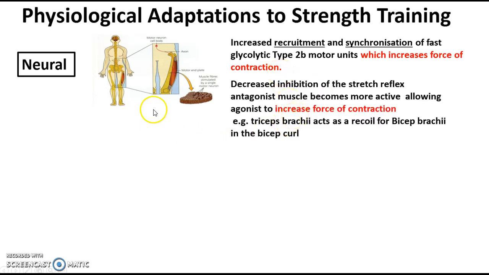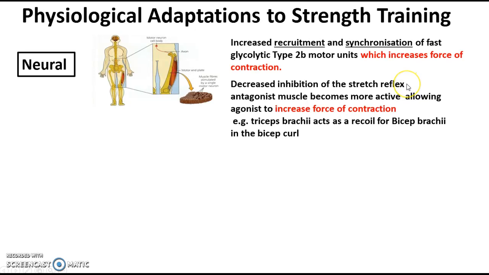The next neural adaptation refers to something called a decreased inhibition of the stretch reflex. Don't worry about writing this down yet. Listen to what I'm saying first. If you don't do weight training, you have an inhibited stretch reflex. Remember we talked about that with plyometrics? You have an eccentric into concentric contraction. If you don't do any weight training, your stretch reflex doesn't work, or in other words, it's inhibited. If you take part in strength training, there is a decreased inhibition of that stretch reflex. So the stretch reflex now works.